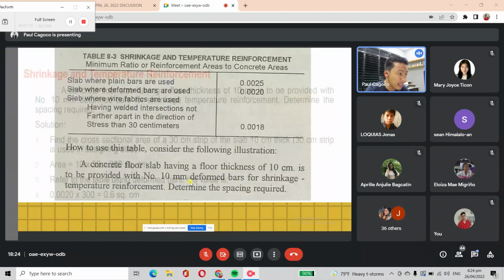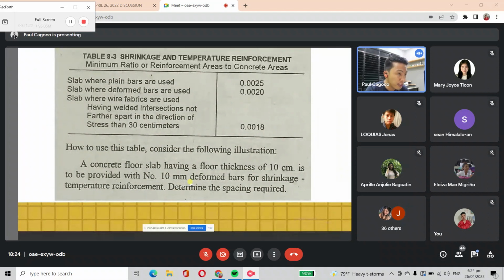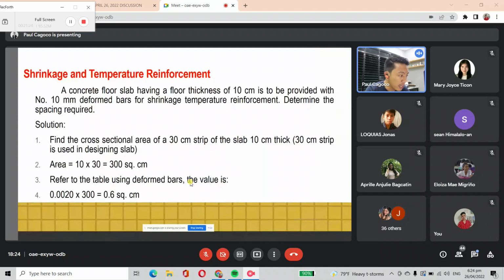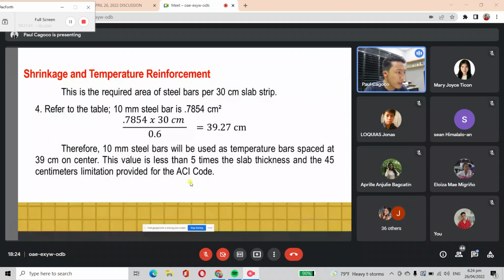So refer to the table using deformed bars, your value. So gagamit man ta sa balik to diri sa table 0.0020, we multiply na to sa 300 square centimeters. So ang maguwas na tong answer is 0.6 square cm. So mao ni area, surface area sa 30 cm strip. So this is the required area of steel bars per 30 cm slab strip.